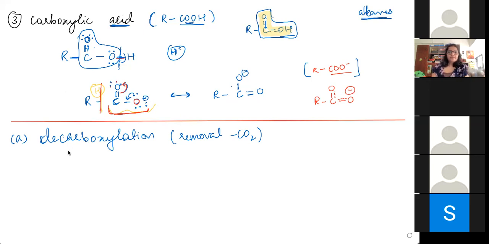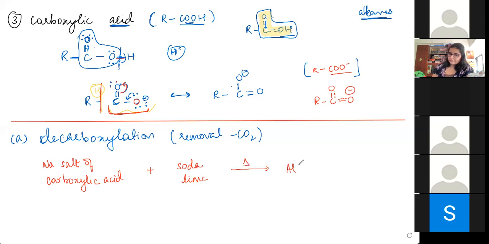Okay, cool. So decarboxylation. This is the general reaction. So you take a sodium salt of any carboxylic acid and you heat it with soda lime. On heating, what you end up with is an alkane and a carbonate. So the CO2 part is removed in the form of a carbonate.